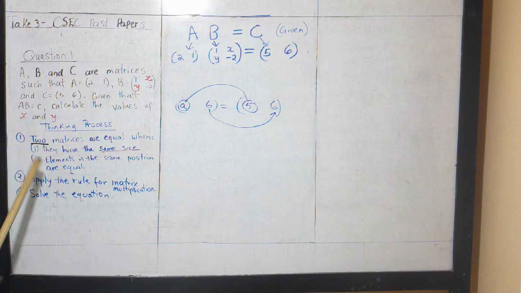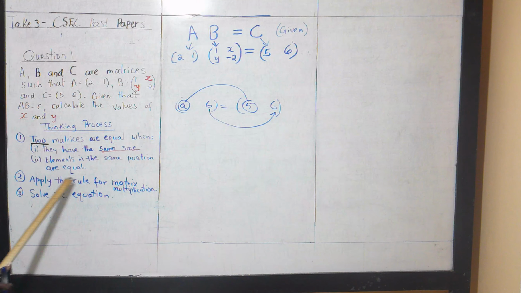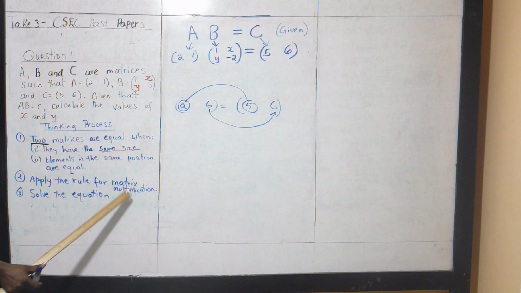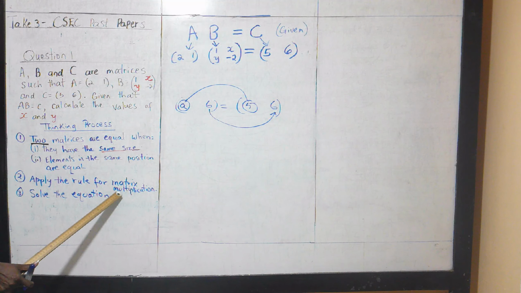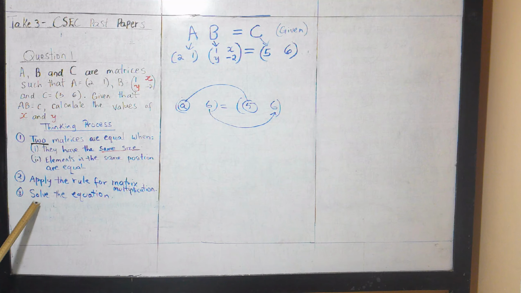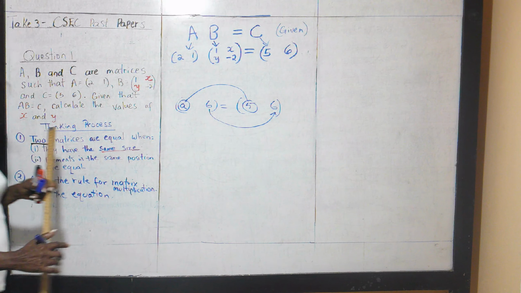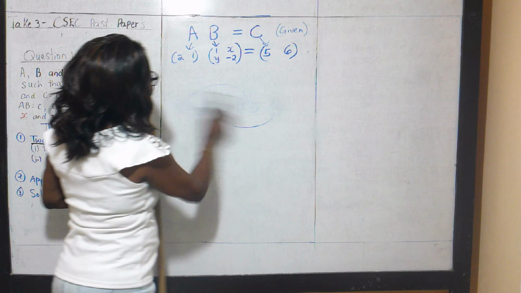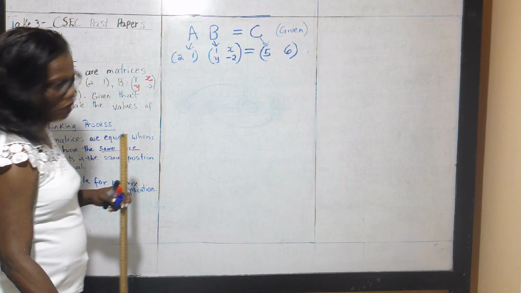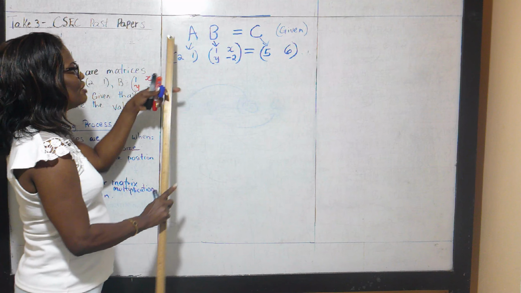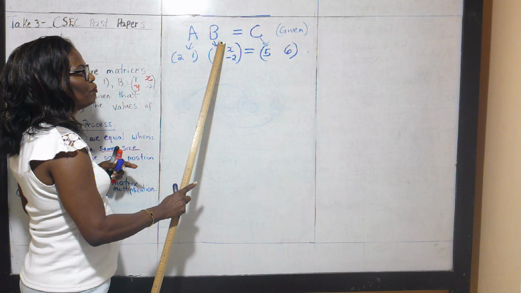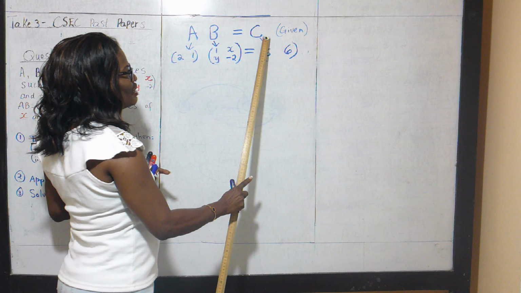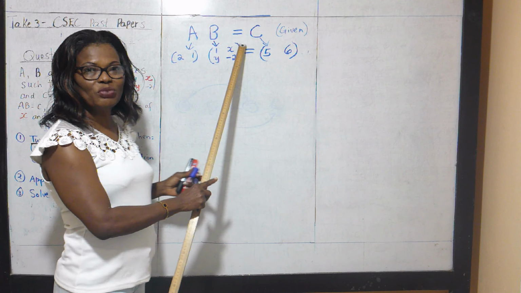The next thing you need to remember is that we are going to apply the rule for matrix multiplication, which I will remind you shortly, and then we solve the equation. So let's begin. Now if you look at the left hand side, it's AB. And on the right hand side is C, and there's an equal sign between them.